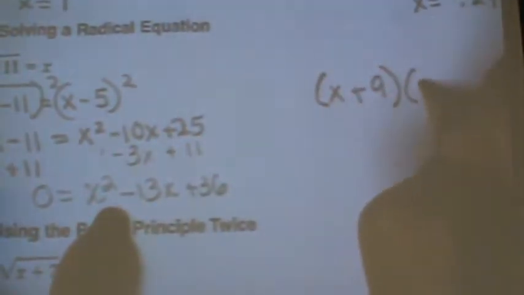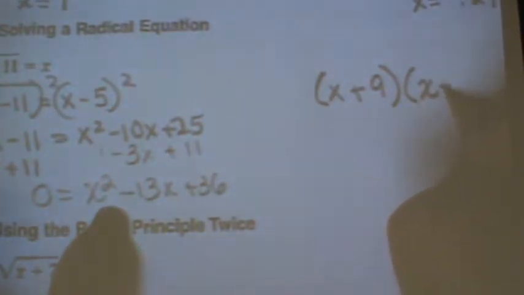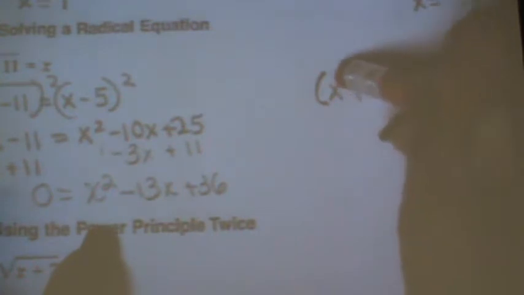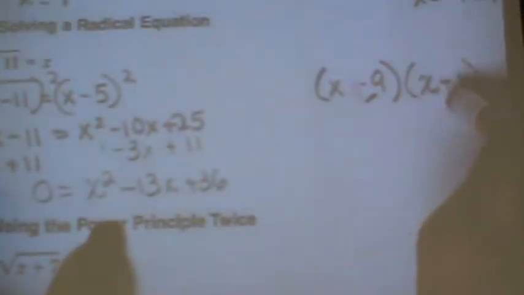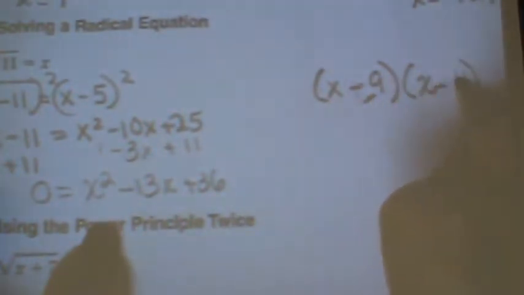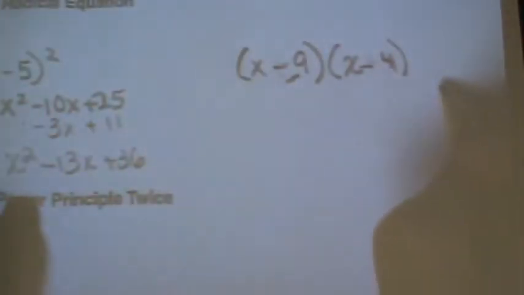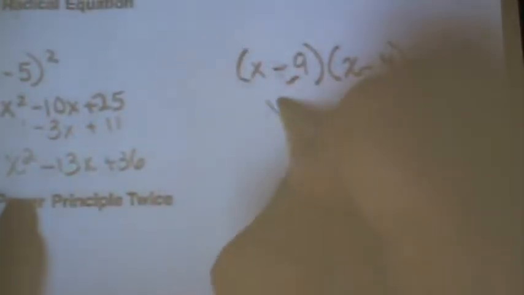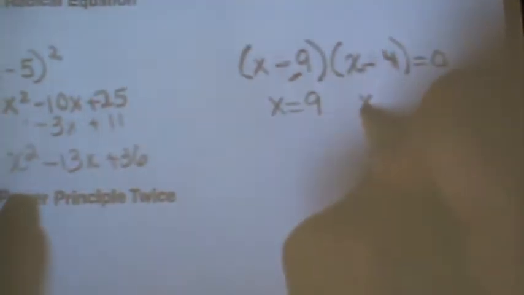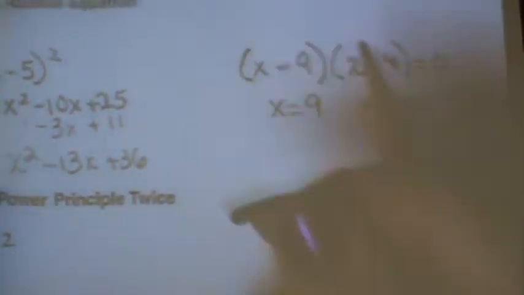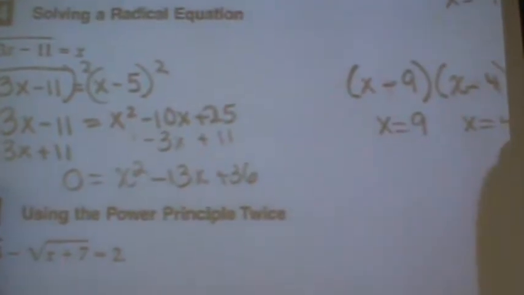9. Did I do it right? Why do they have to both be negative? Because I want them to multiply to give me a positive 36, and I want them to add to be a negative 13. So what are my 2 answers? 9 and 4. Now, I have to check for extraneous solutions on this one.